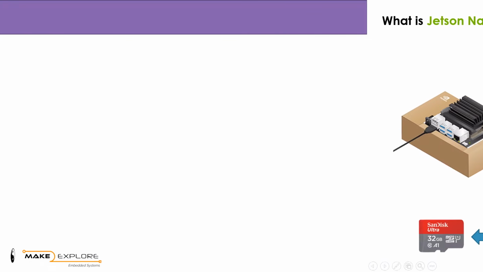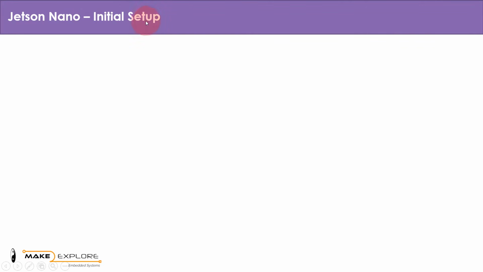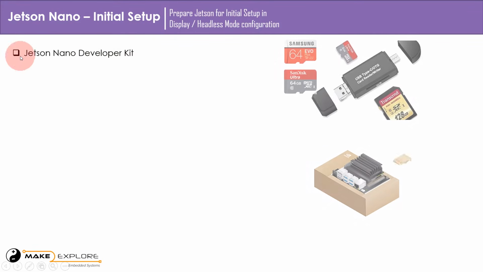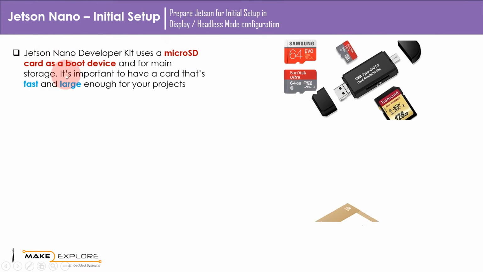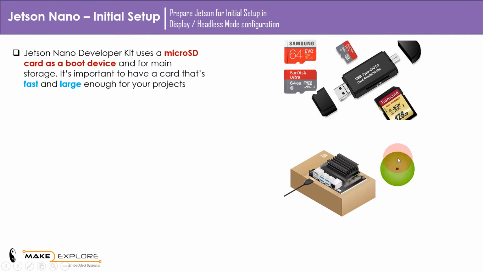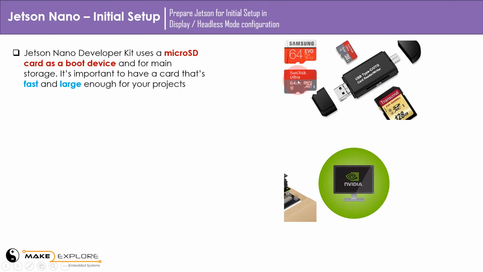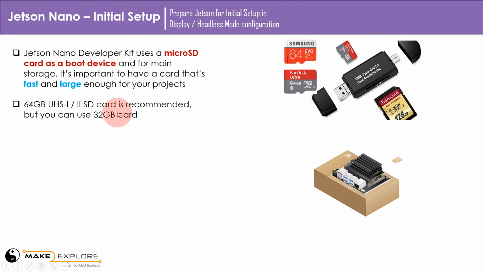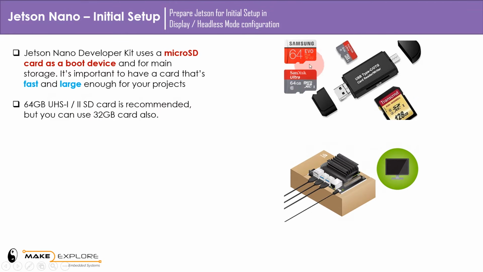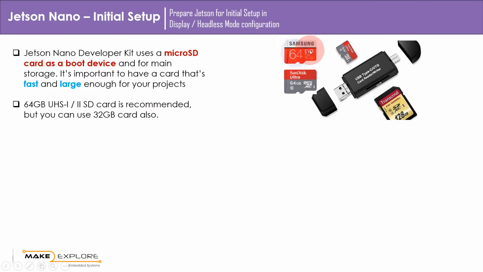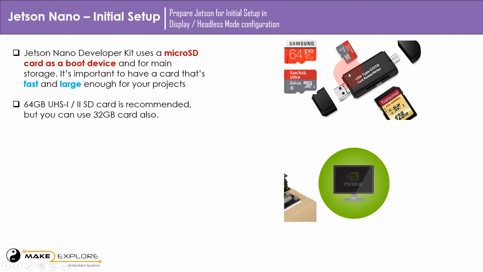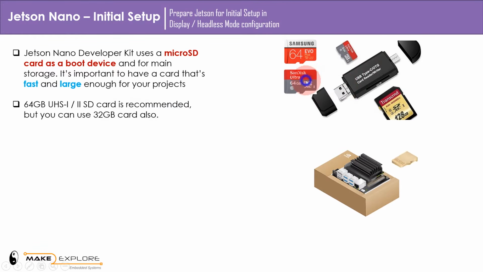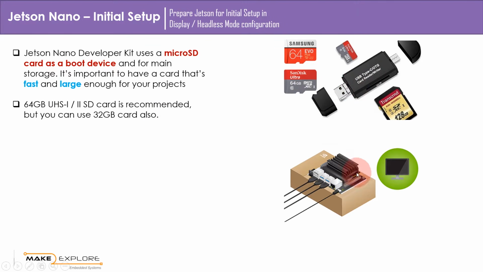Let's move forward and see how to prepare Jetson for initial setup. In display or headless mode of configuration, the Jetson Nano Developer Kit uses a microSD card as a boot device and for main storage. It's important to have a card that's fast and large enough for your projects. To flash the SDK image we need a high-speed UHS I or II standard SD card. It is recommended that you use a 64 GB card, but for the time being, you can use 32 GB also. So, we have to flash this SD card with the operating system's image file, which is going to run on Jetson Nano.